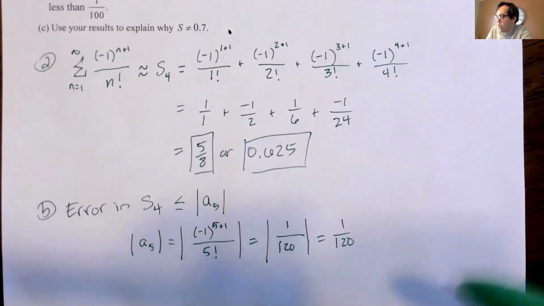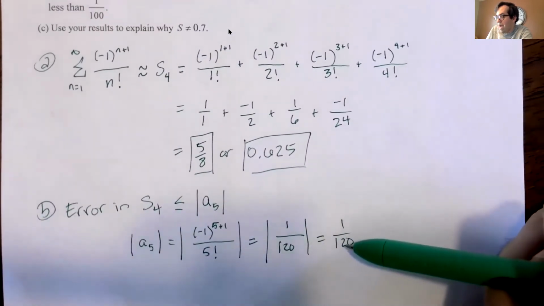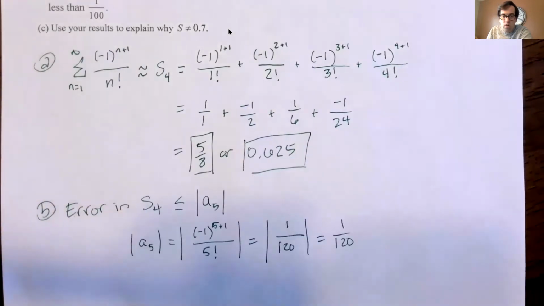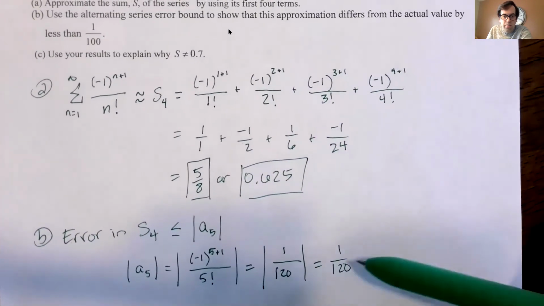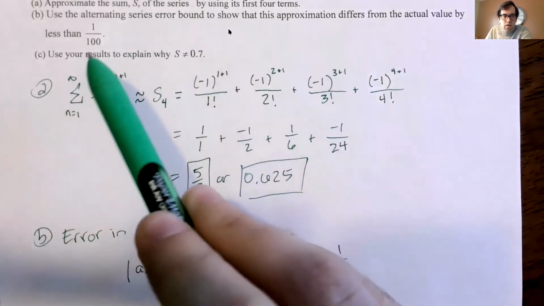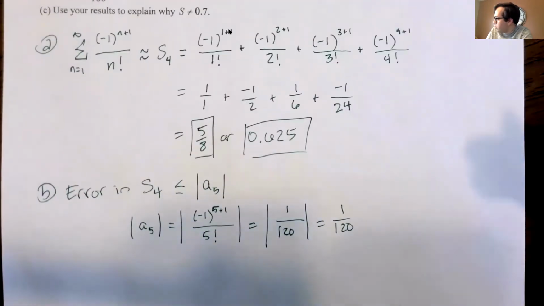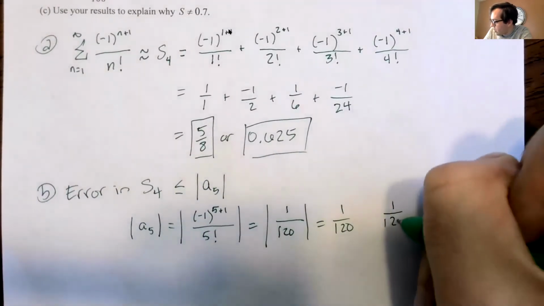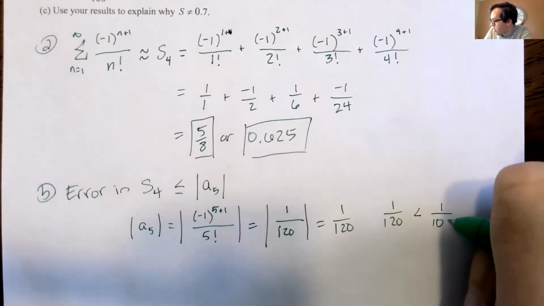And the goal is to show that that error bound is less than 1 over 100. The denominator is bigger, so the error is smaller. So we have 1 over 120 is less than 1 over 100. Check.